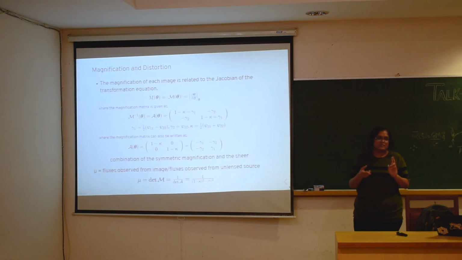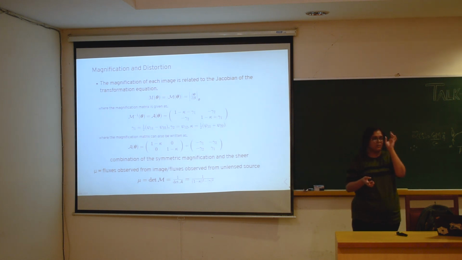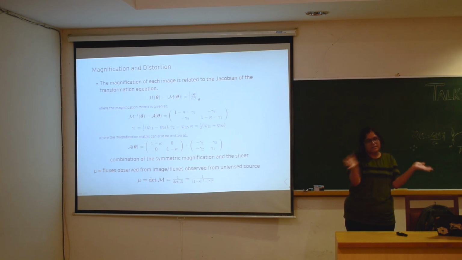Magnification and distortion, these two parameters are governed by the same mathematical equation, which is the magnification matrix. Now I talked about going from image plane to source plane, right? You can look at this as a coordinate transformation, or frame transformation. The lens equation gives the transformation. And for any general case of coordinate transformation, say going from Cartesian coordinates to spherical coordinates, you get this one particular quantity, the Jacobian.